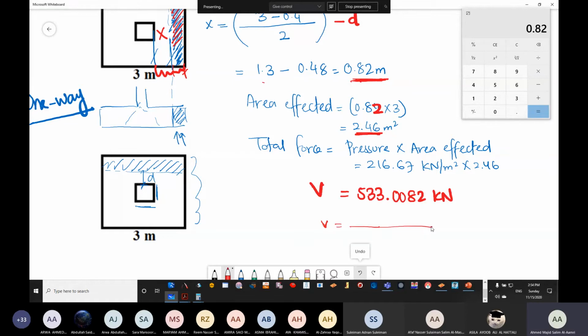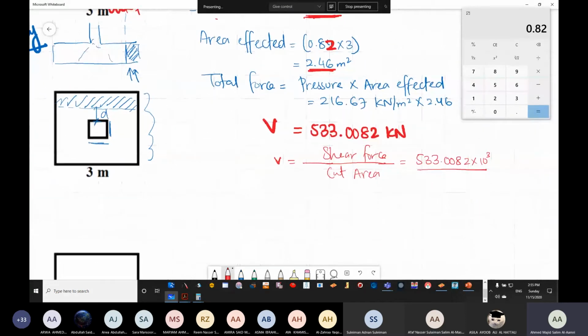Okay, so V small is equal to shear force divided by whatever we call shear area, or we call it cut area. Let's call it cut area. Now the shear force, we agree that it's 533.0082 multiplied by 10 to the power of 3, because normally we calculate the force in Newton per millimeter square. So I just converted from kilonewton to Newton.